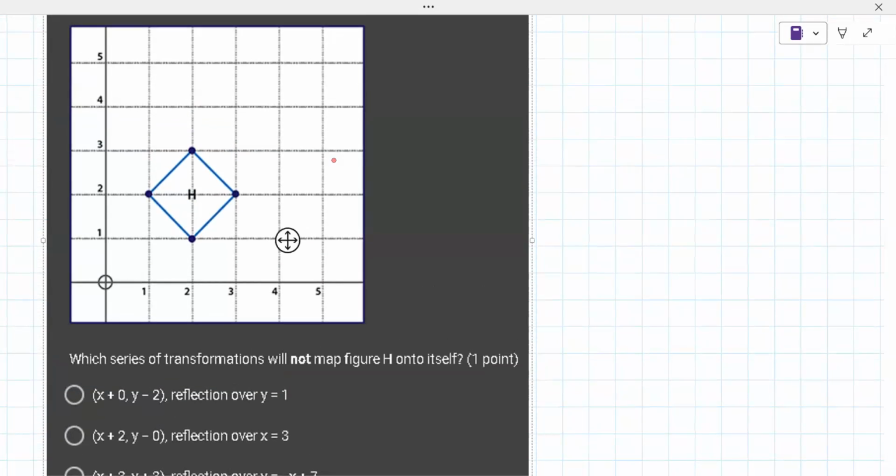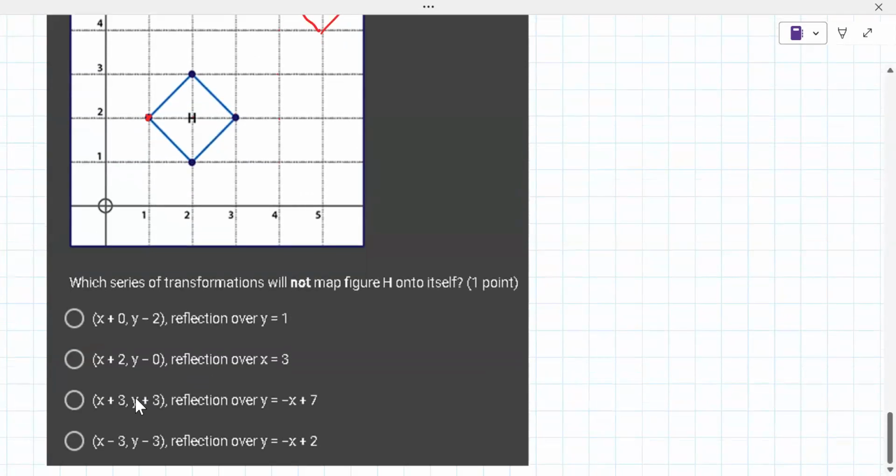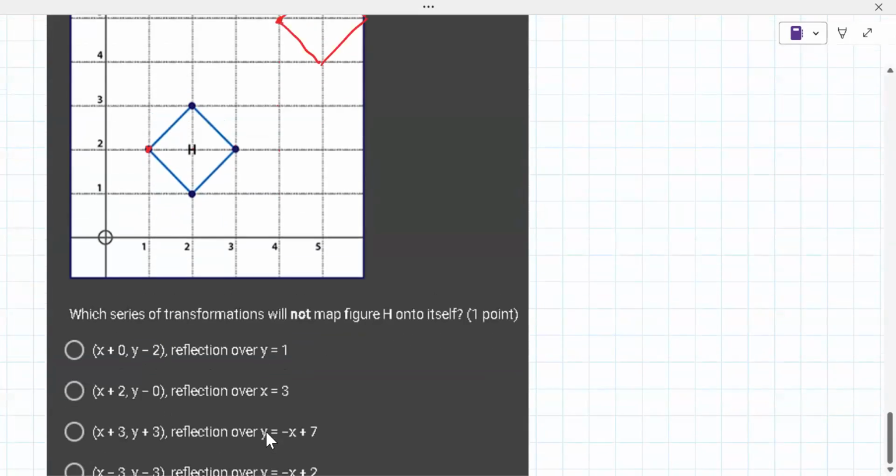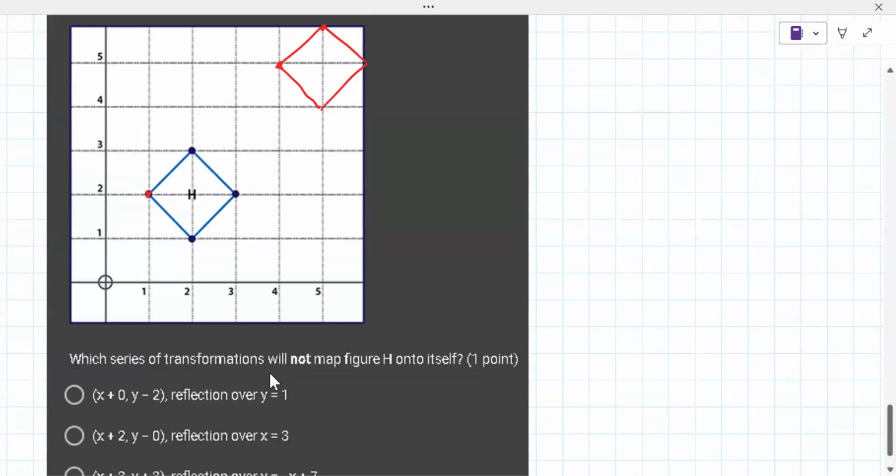So right 3 and then up 3. So this point here, it's point by point. You'd go right 1, 2, 3, 1, 2, 3. So it's now right there. There's the new one for this right 3, up 3. And then we're reflecting over the line minus x plus 7. They don't give you enough grid spaces here, but it ends up being this graph.